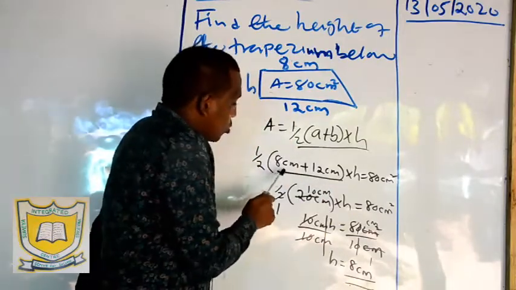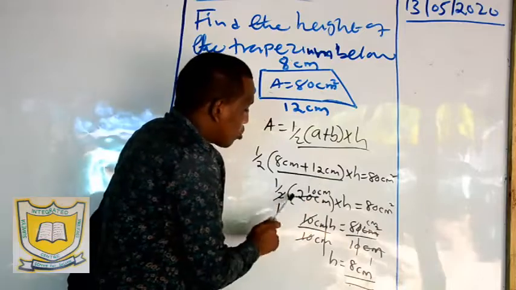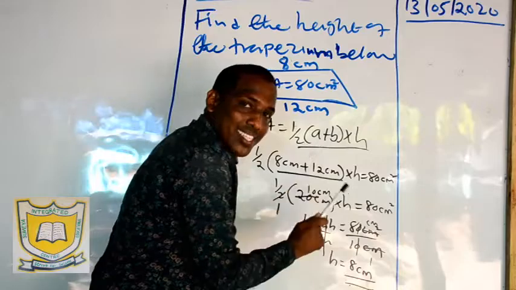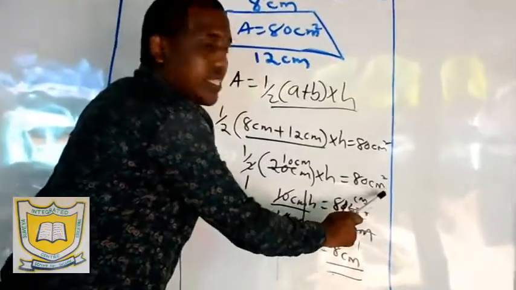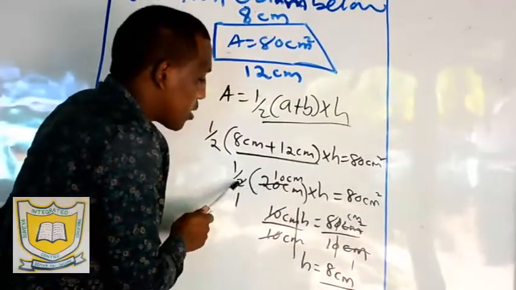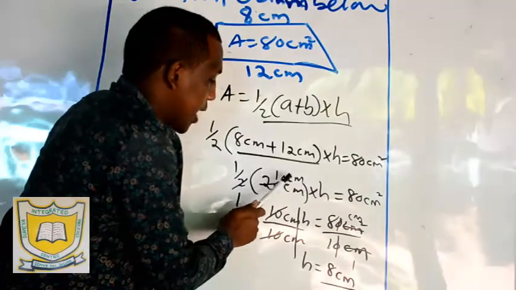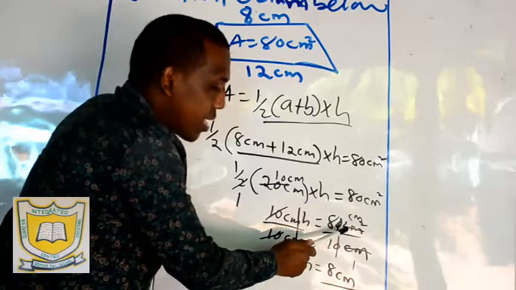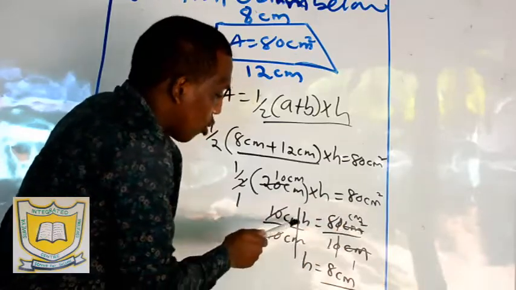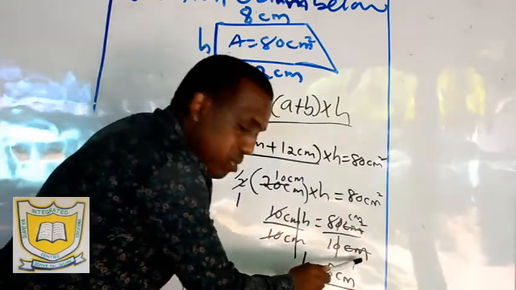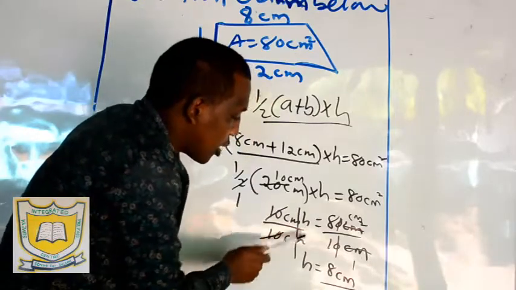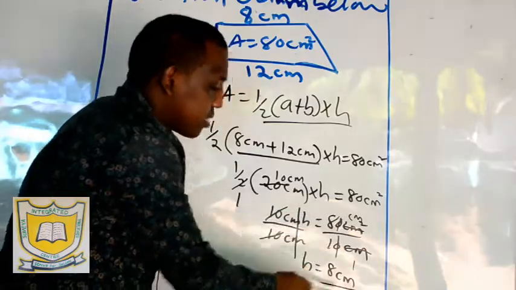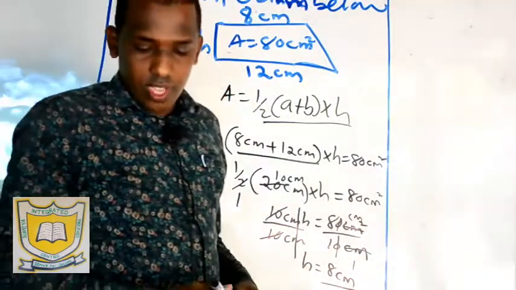So you add what is inside the bracket now. A half into bracket 8 plus 12 is 20, times height, we don't know, is what they're asking, is equal to 80 centimeter squared. Remove the bracket by 2, half by 20, 10. 10 centimeter times H is 10 centimeter H. H is equal to the total area 80 centimeter squared, divided by 10 centimeter, both sides, they go together. Then we get 8 centimeter. That's how we get the height of that figure.